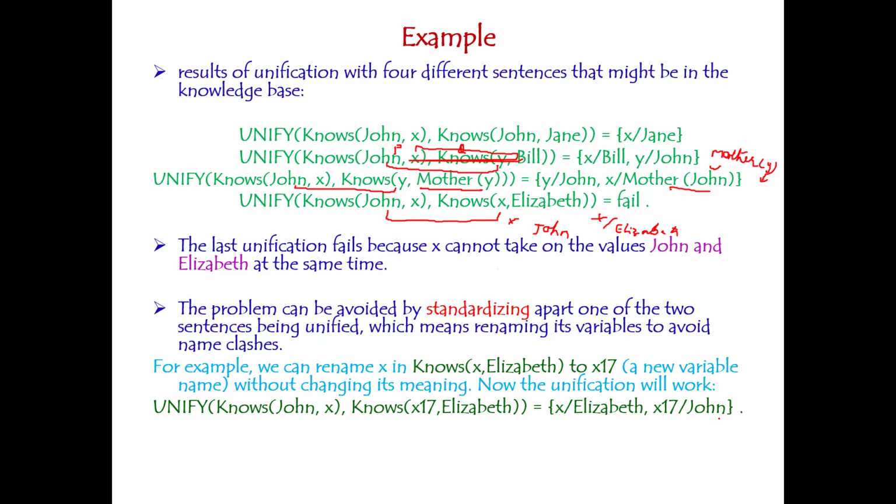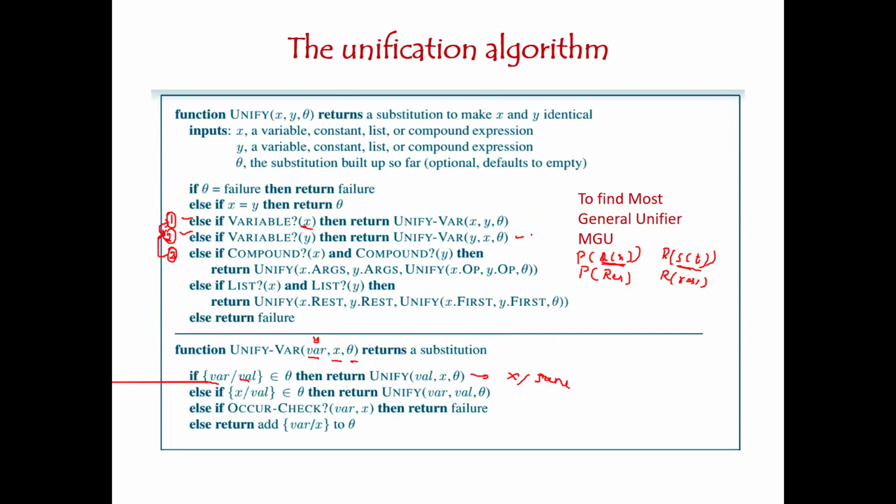Okay, so now this is the unification algorithm. Here, if you see the last step, occur check. We are just checking whether the variable X is there or not. If it is there, then it will return failure. Otherwise, we will try to add the substitution for this variable X to the theta.